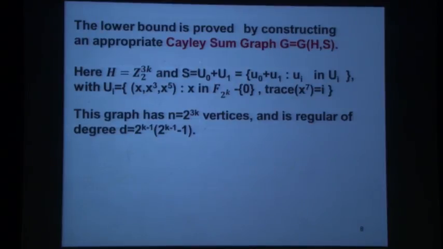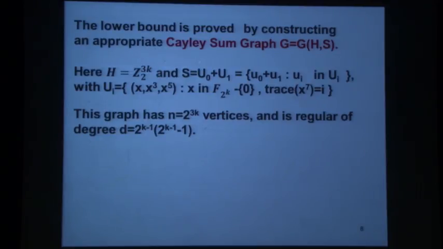And this graph has 2 to the 3k vertices, so just all the binary vectors of length 3k. And it is regular of degree the cardinality of this set S, which is roughly a quarter n to the 2/3. Right? So (2 to the k minus 1) times (2 to the k minus 1 minus 1).